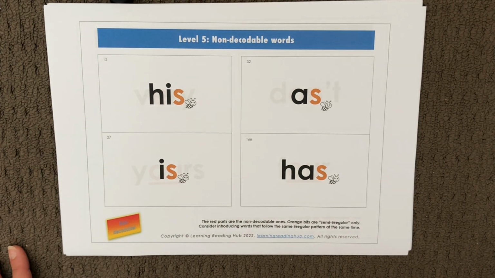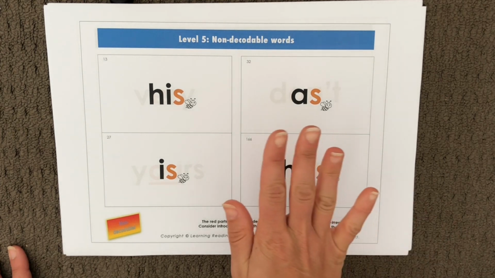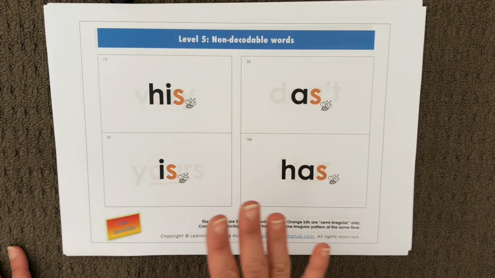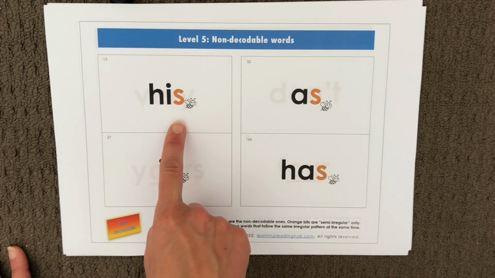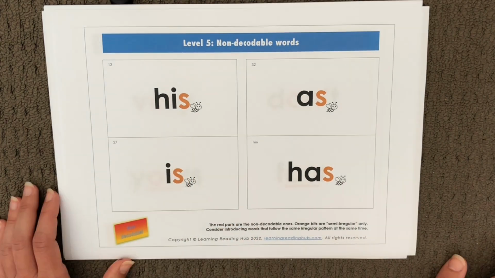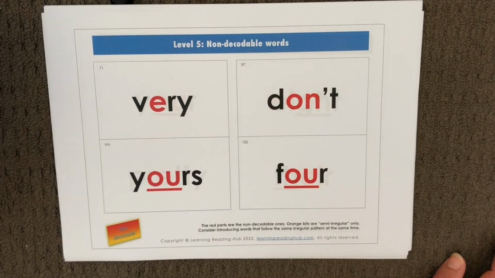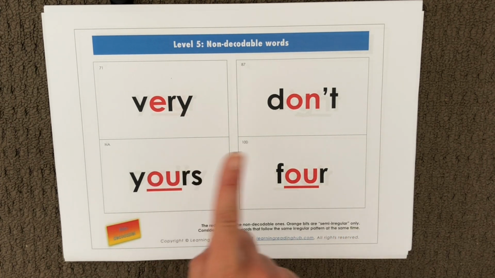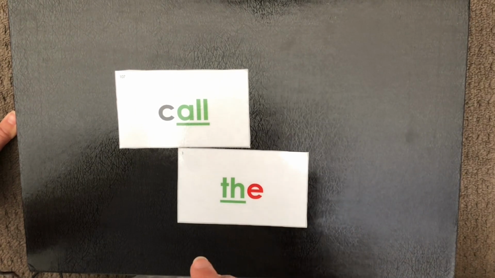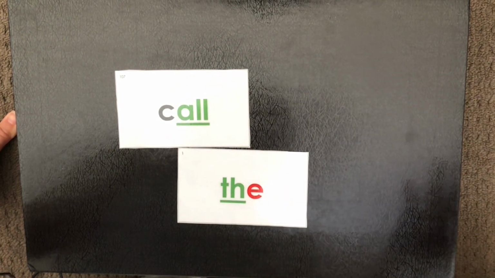These orange parts mean that there's a slight irregularity going on. It's not the most common sound for that letter or group of letters, but it isn't a true exception either. For instance, when the letter S makes the Z sound. Okay, now let's go with the red parts. Okay, red means that there's a true irregularity, an unexpected spelling, and we need to watch out and memorize these bits.